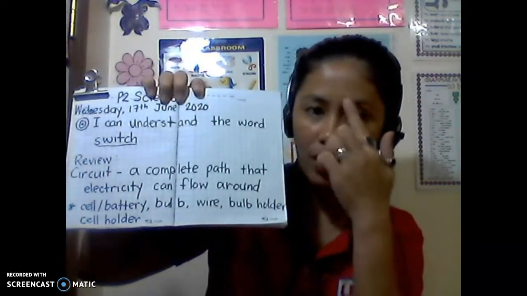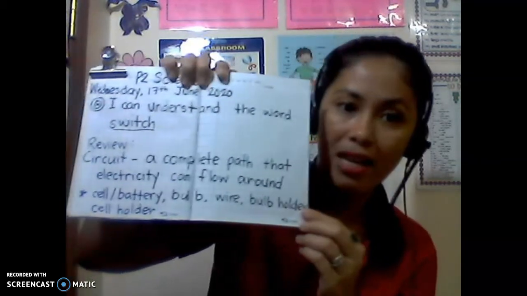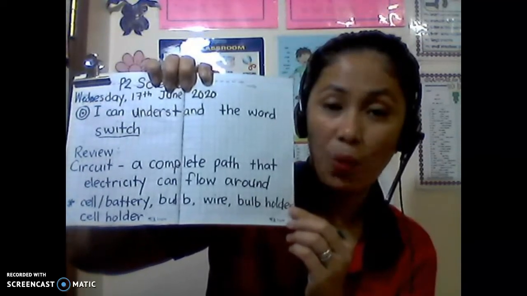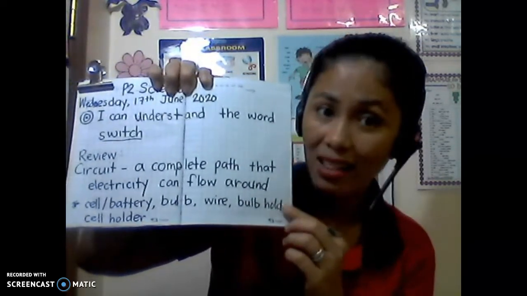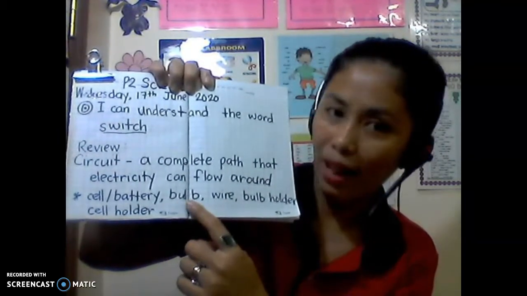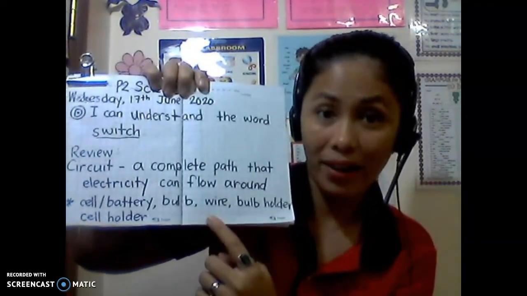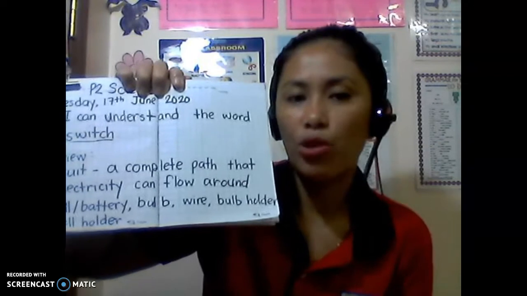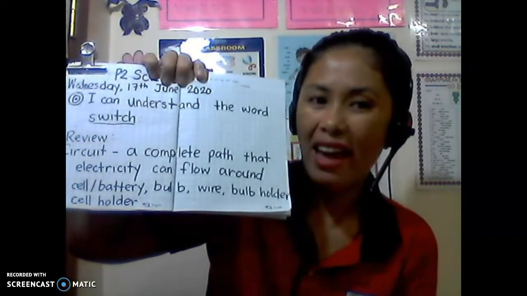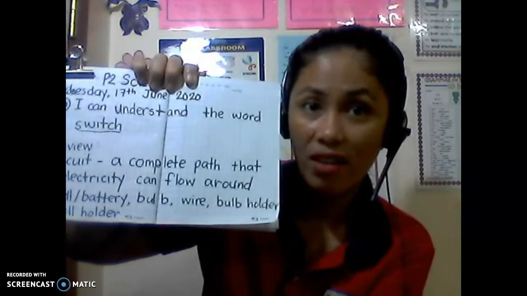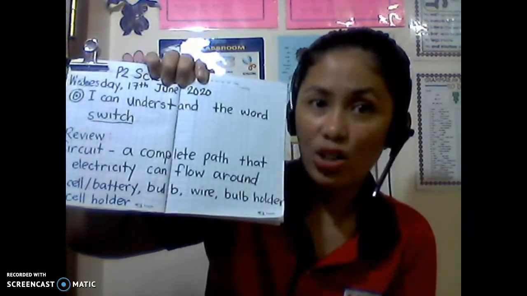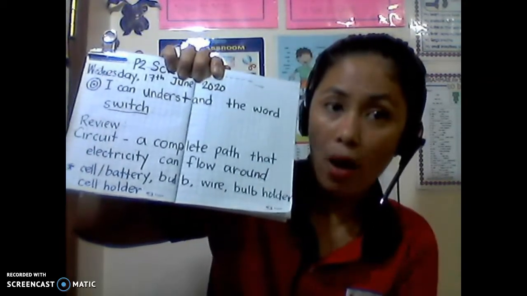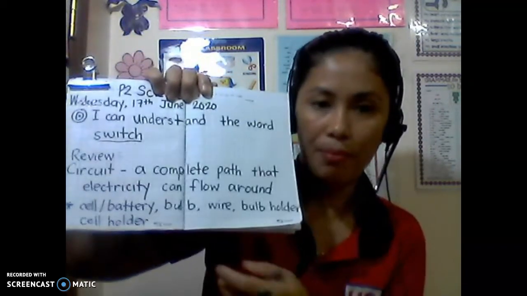Again, what are the things that we need so that the circuit can work? We need the battery or the cell. We need the bulb, B-U-L-B, and we need a wire. We need the bulb holder and a cell holder. Sometimes you don't need a bulb holder and a cell holder. Remember the first video that I showed you, that the guy just used some clips, bulb, wire, and the battery. That's all he needs, and some paper clip, right?